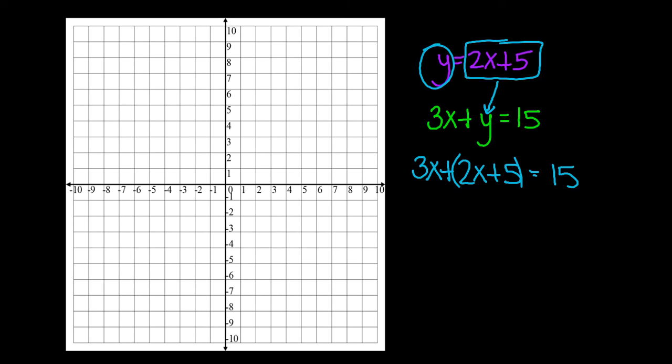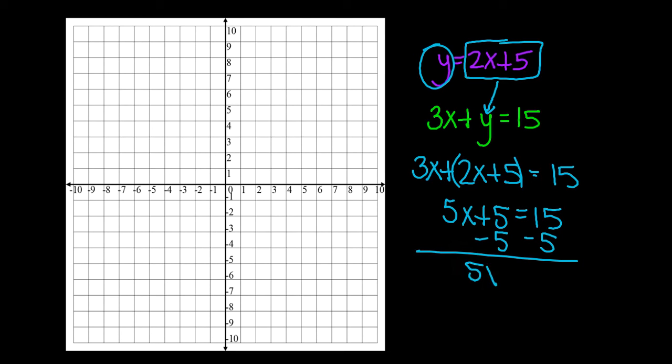Those parentheses don't really mean anything. There could be a situation where they do mean something, but in this particular situation, there's nothing to distribute. There's nothing I can do to simplify. So the parentheses are going to go away, and I'm going to combine like terms, and I'm going to see that 3x plus 2x is 5x plus 5 equals 15. I'm going to subtract 5 on both sides, and I'm going to find out that 5x is equal to 10. When I divide by 5, I get x is 2.